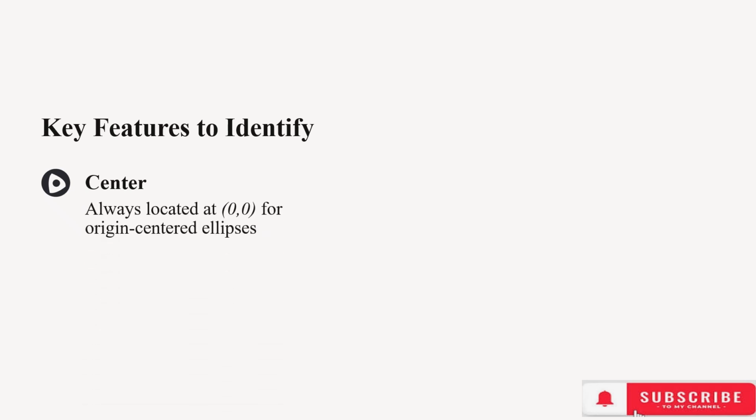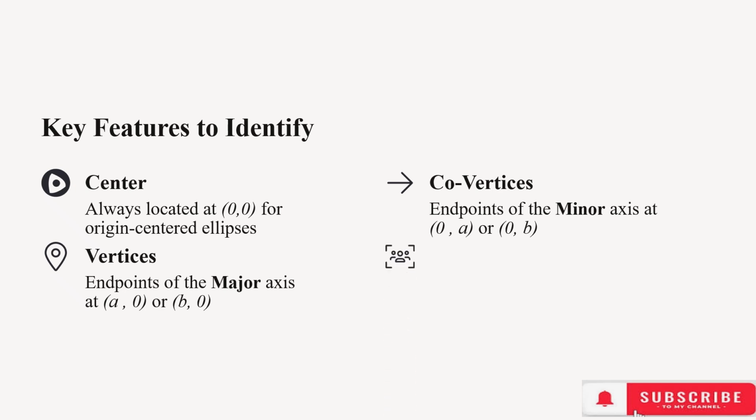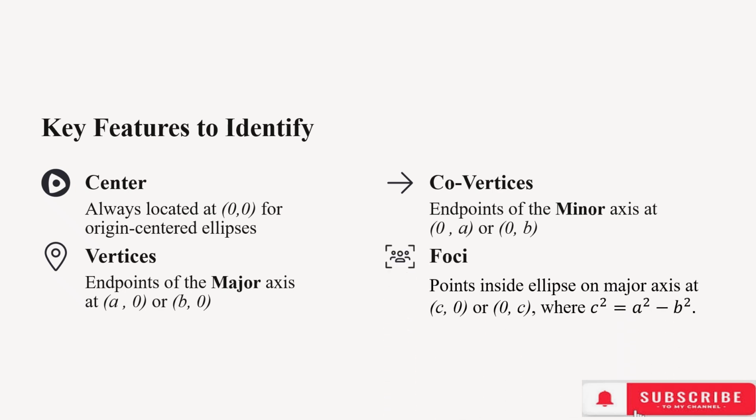There are key attributes of ellipses that we need to remember. The center is at (0, 0) for origin-centered ellipses. The vertices are the endpoints of the major axis. The co-vertices are the endpoints of the minor axis. And the foci are points located inside the ellipse, along the major axis, closer to the center than the vertices.